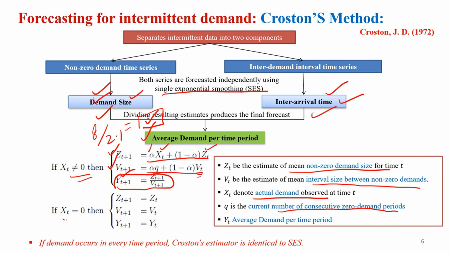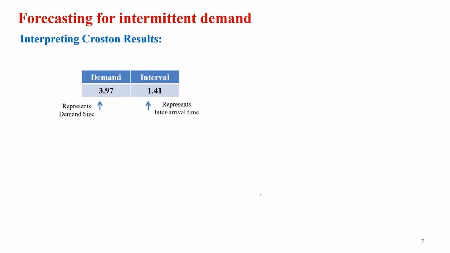But if the actual demand is equal to 0, then zt plus 1 would be equal to the previous value of your non-zero demand size. This is basically the interval time period, or you can say interval size. This is a forecasted value. So remember that if your demand occurs in every time period, then the Croston estimator, or you can say the Croston method, is exactly equal to the simple exponential smoothing formula.